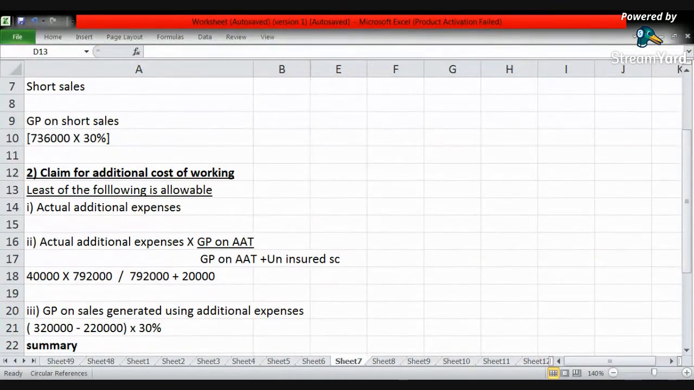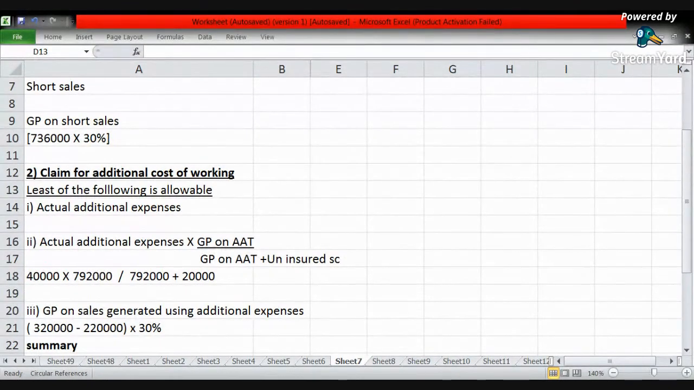Fine. If these two are completed, this is the answer for loss of profit. That's all. It is over. These two are the main answer. Gross profit on short sale, one heading. Second heading, claim for additional cost of working. Two headings with two working notes. This is the minimum. That's all.